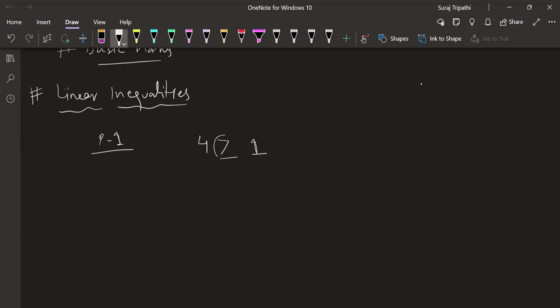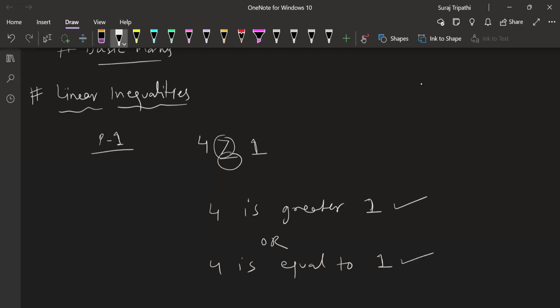So there are two things here. One is greater than, second one is equal to. That's why it is called inequality, right? So this we will call as 4 is greater than 1, or 4 is equal to 1. Any one of them should be correct. Both cannot be correct together. Either 4 will be greater than 1 or it will be equal to 1. As you know, 4 is not equal to 1, but it is greater than 1. So this inequality is correct.